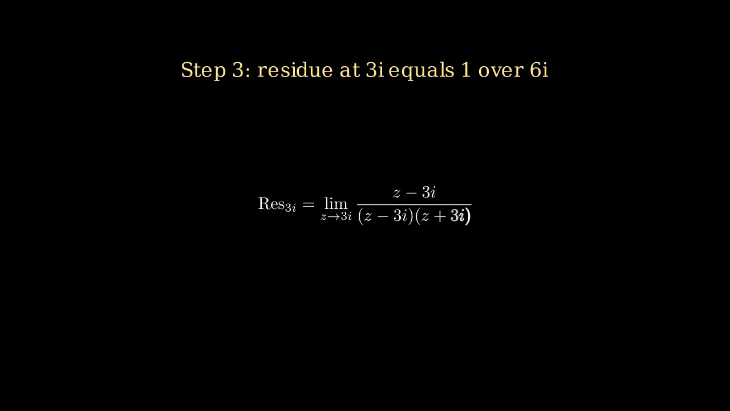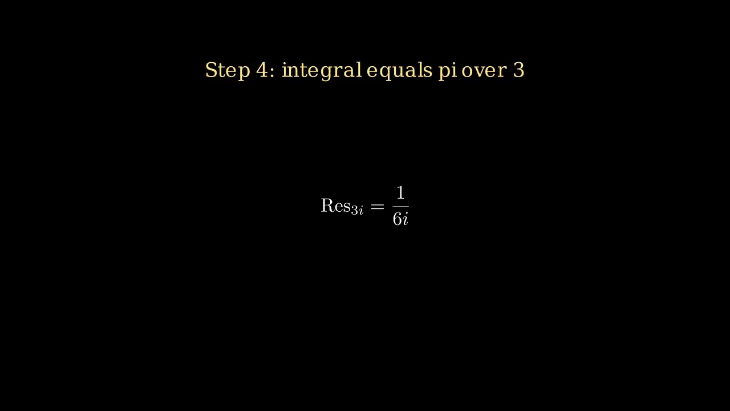The residue at 3i is the limit, as z approaches 3i, of (z minus 3i) over (z minus 3i) times (z plus 3i), which simplifies to 1 over 6i. Step 4. Apply the theorem. The integral equals 2 pi i times 1 over 6i, which equals pi over 3.